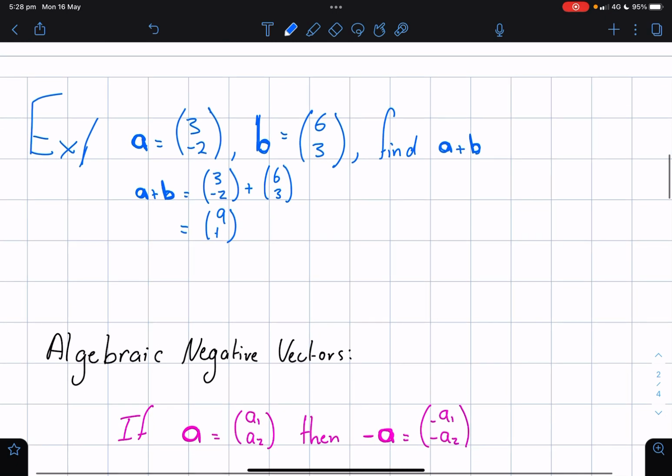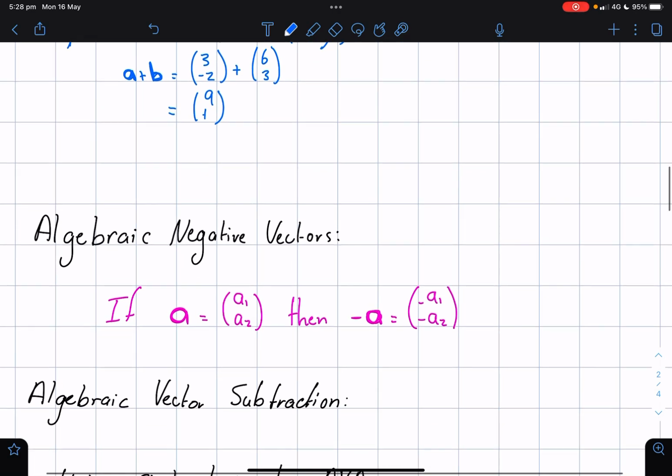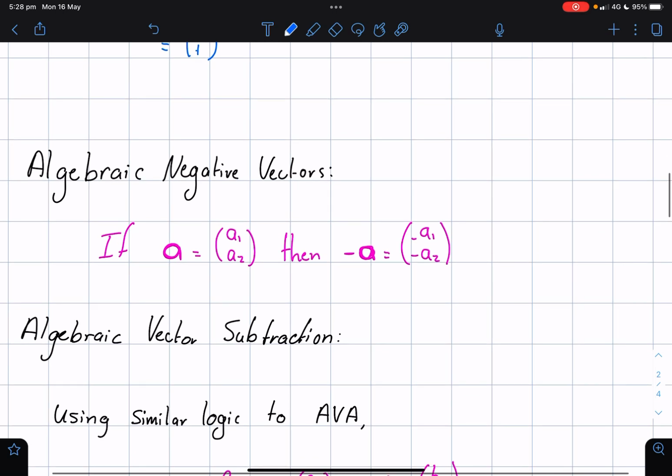Algebraic negative vectors. If vector A has the components A1 and A2, then negative vector A has the components negative A1, negative A2. Just logical, makes sense, move on. Take it at face value.